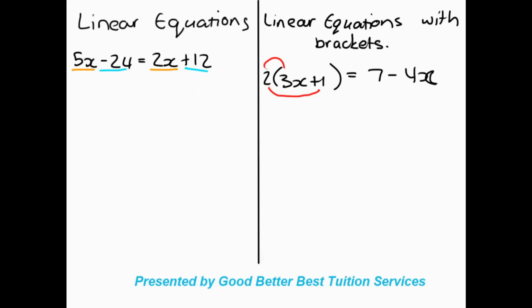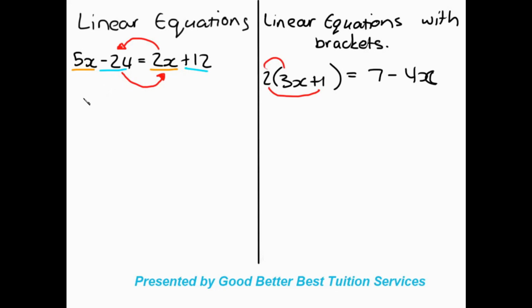So we know the first thing we need to do is to have our letters on the one side and our numbers on the other side. So if you can see here, we have 5x on this side over here. So we're going to bring 2x over to the left hand side. And then we're going to bring 24 over to the right hand side. But remember, when we are bringing things over the equal sign, we are changing the sign in front of the number or the variable with the number.